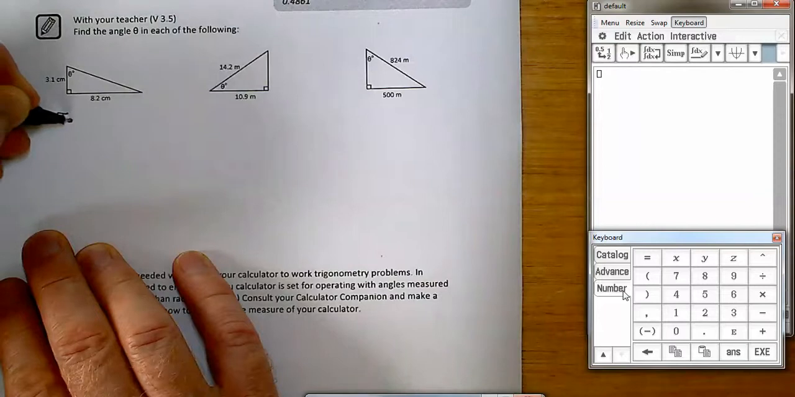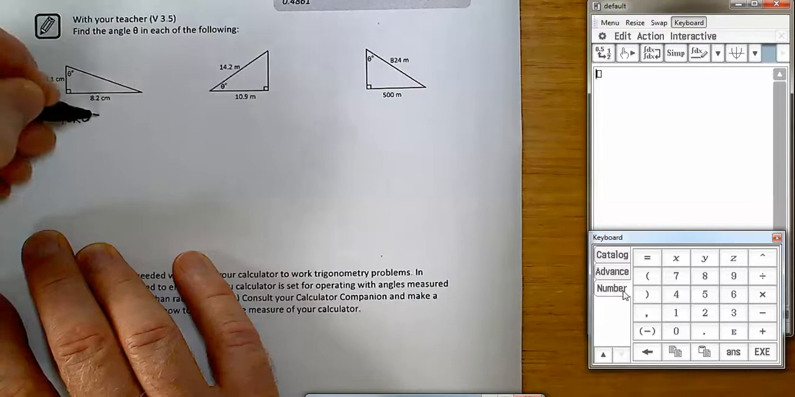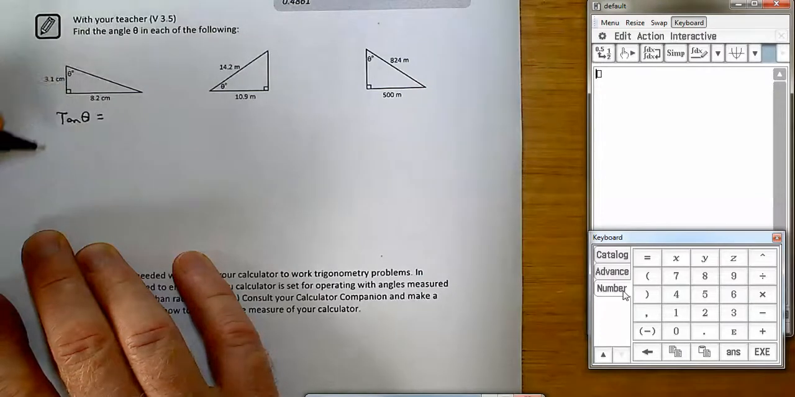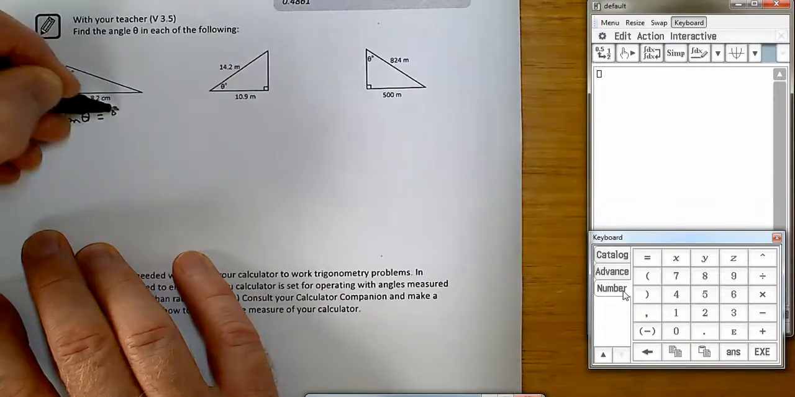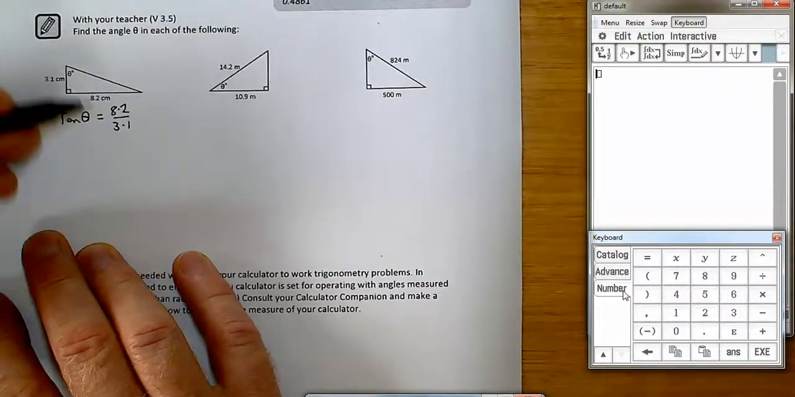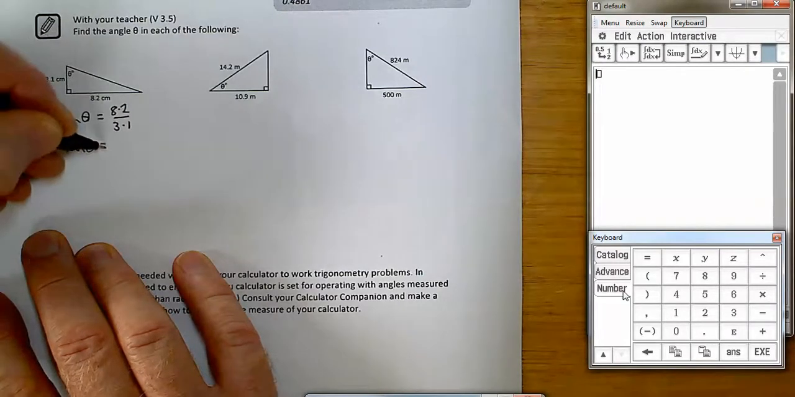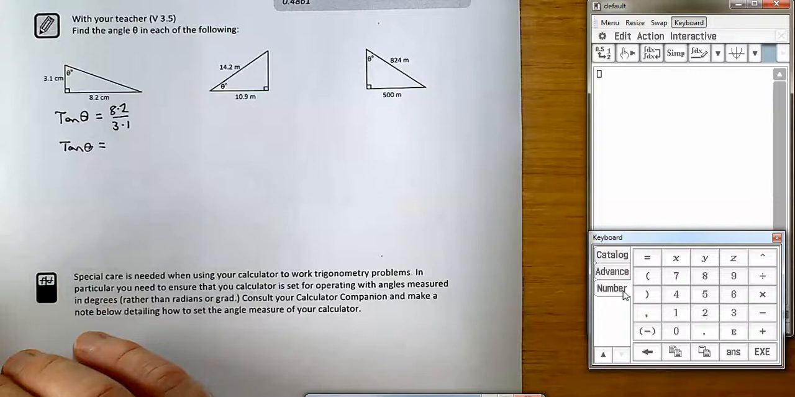Tan of the angle we're trying to find, that's the Greek letter theta, tan of our angle theta equals opposite over adjacent, 8.2 divided by 3.1. Now 8.2 divided by 3.1 is just a number, and it's probably a good idea to evaluate that as a number right now on our calculators.